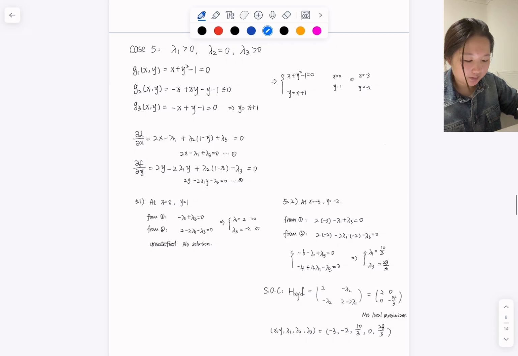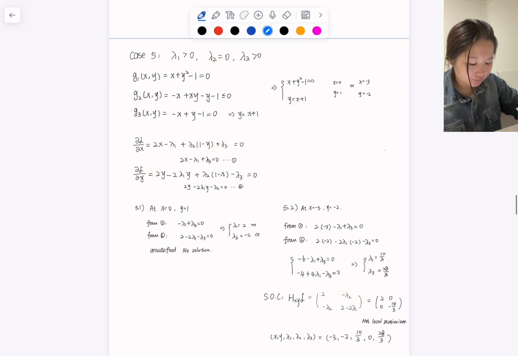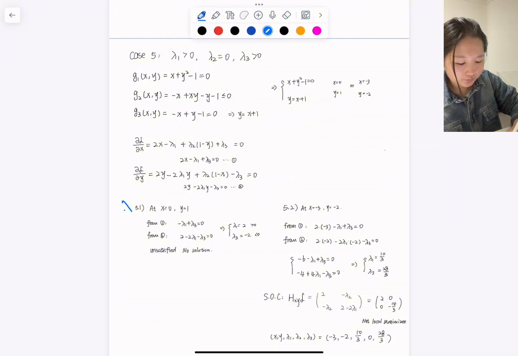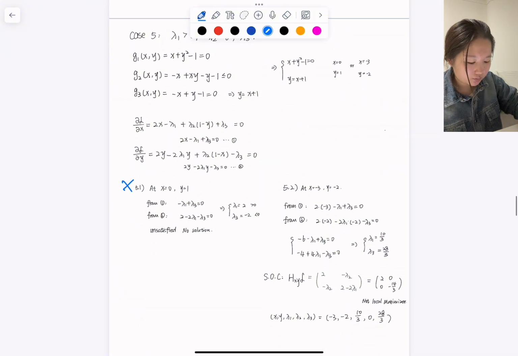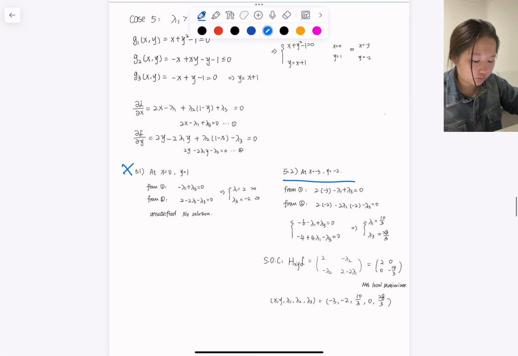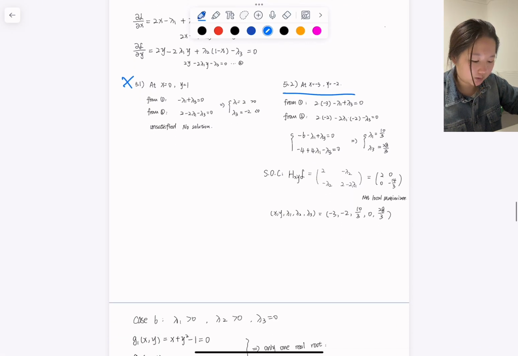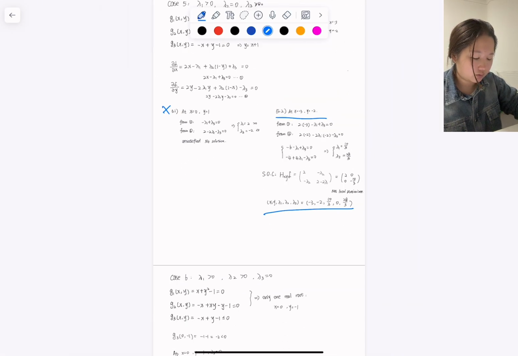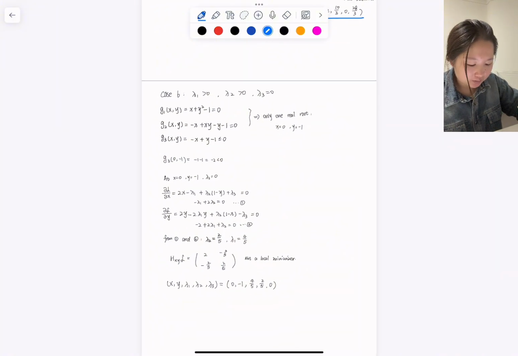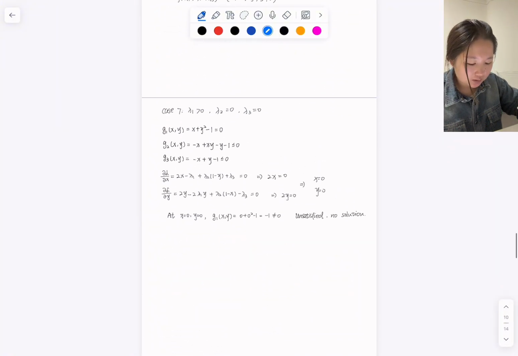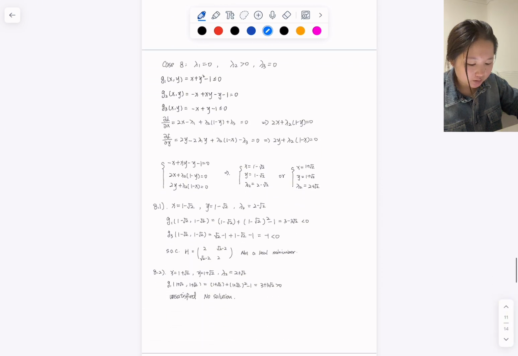And this is case 5. The first one has no solution. And for x equals -3 and y equals -2, we go. And case 6. And this is case 7. And this is case 8.